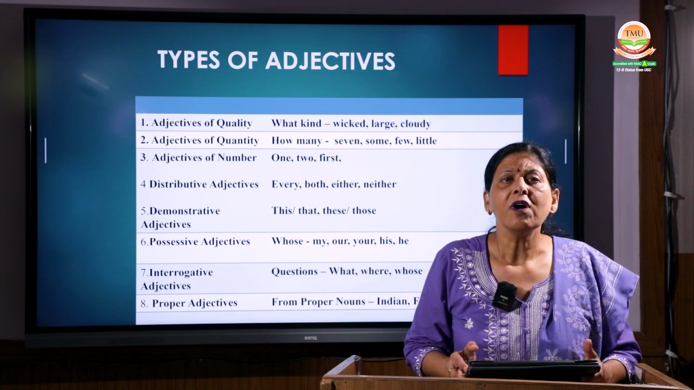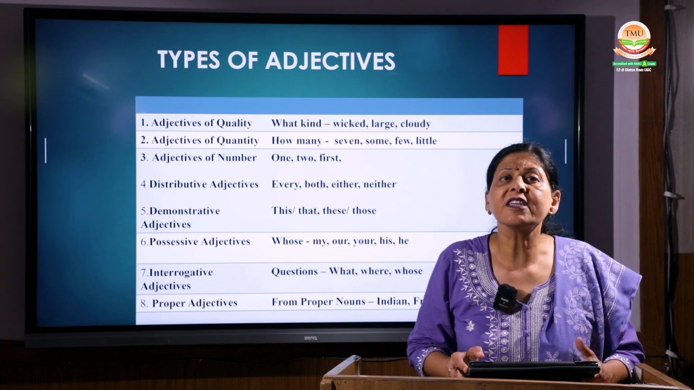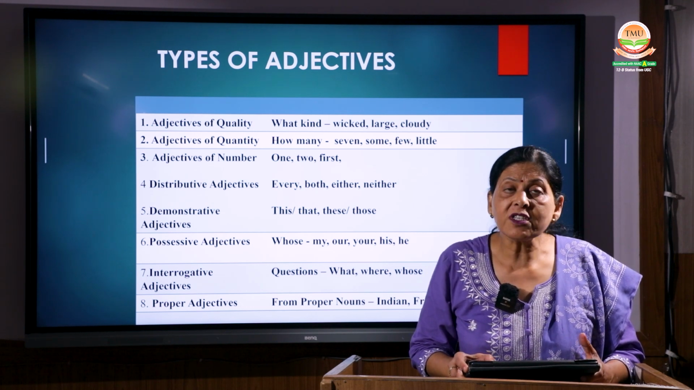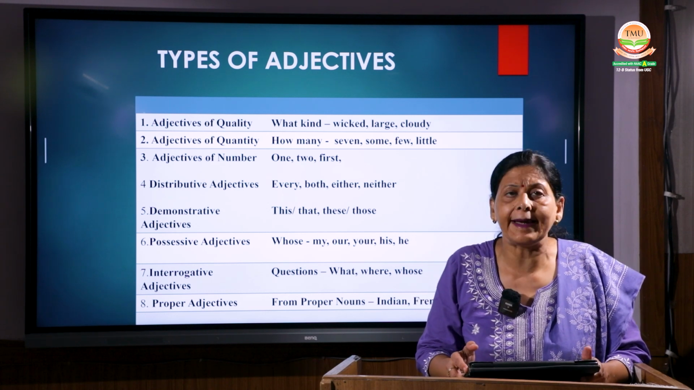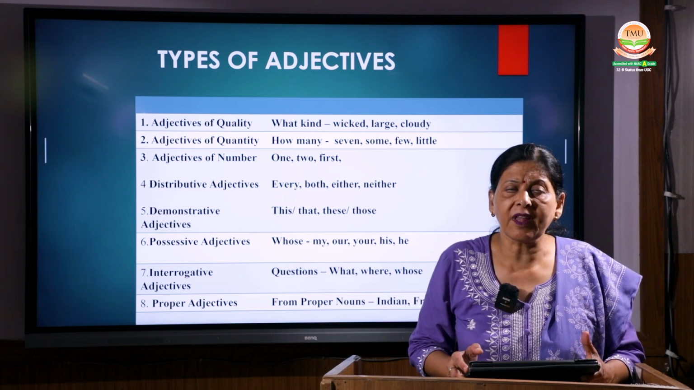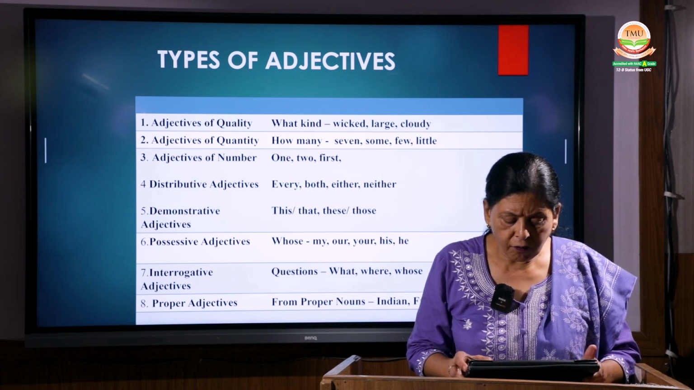I came to know that she is a wicked lady. What kind of lady is she? She is a wicked lady. So the word that answers the question what kind, that is the adjective of quality. The second is adjective of quantity.